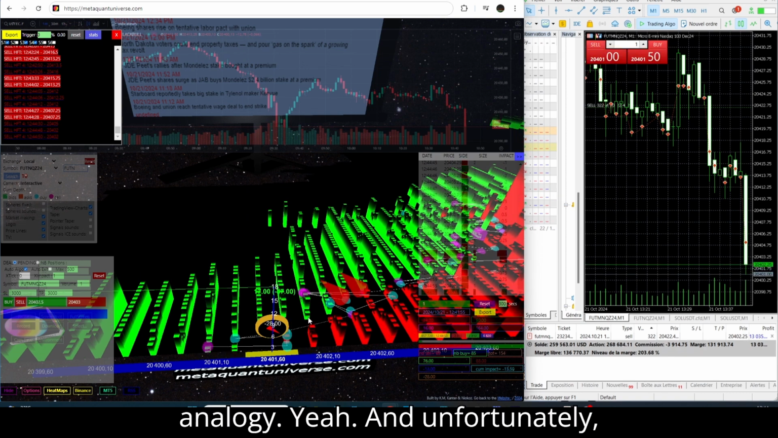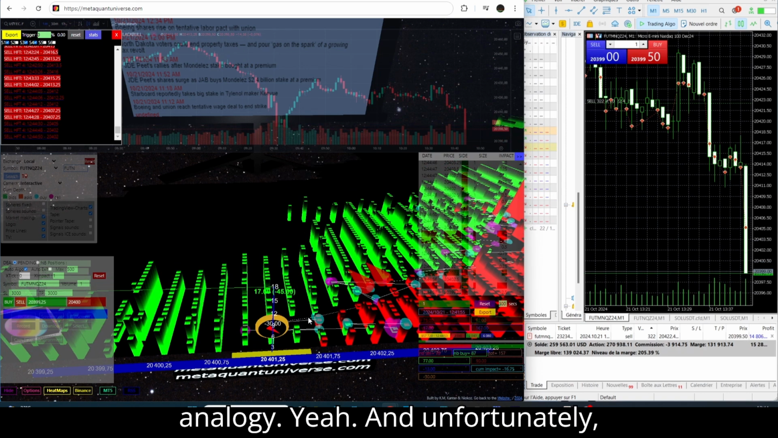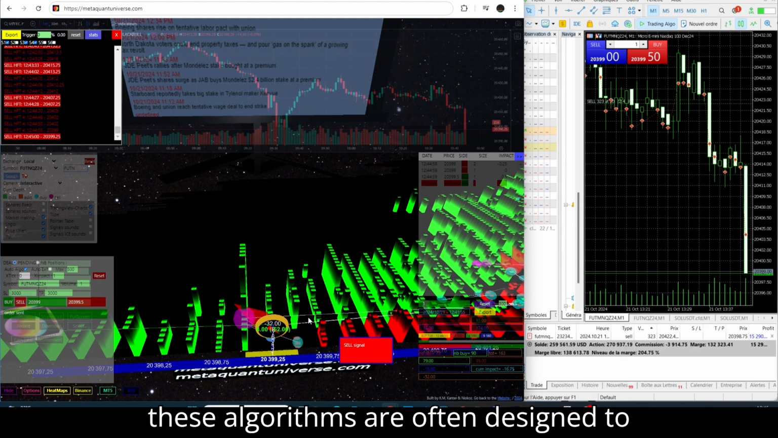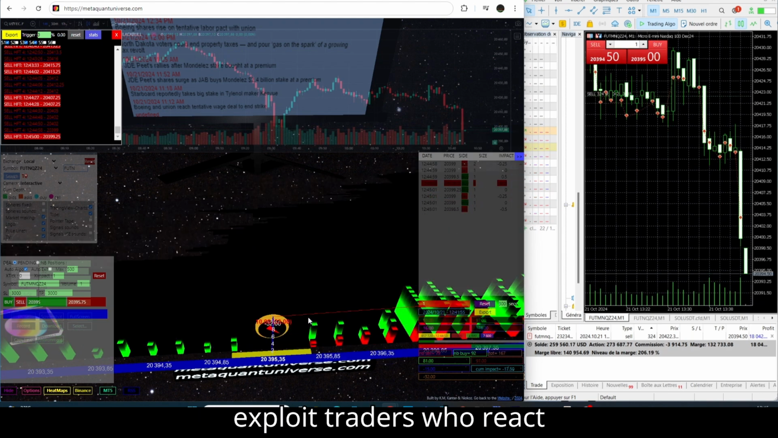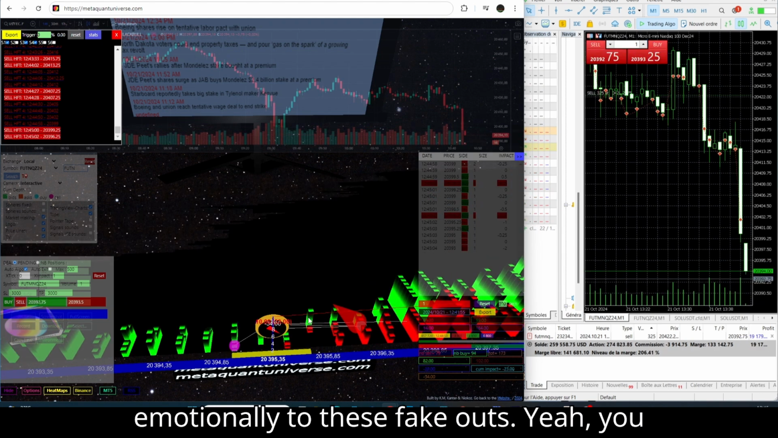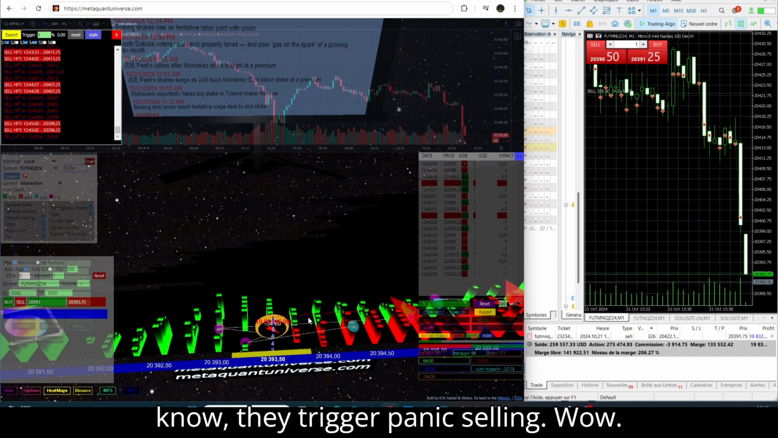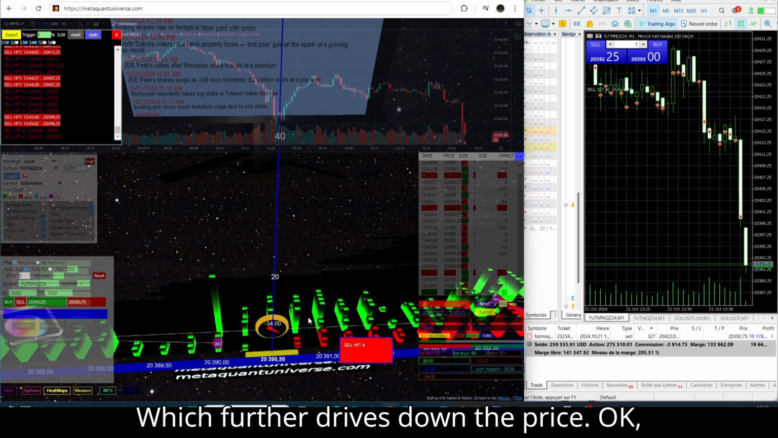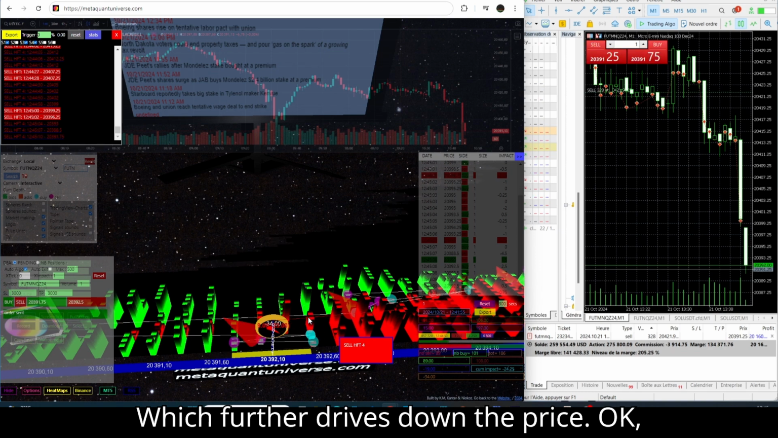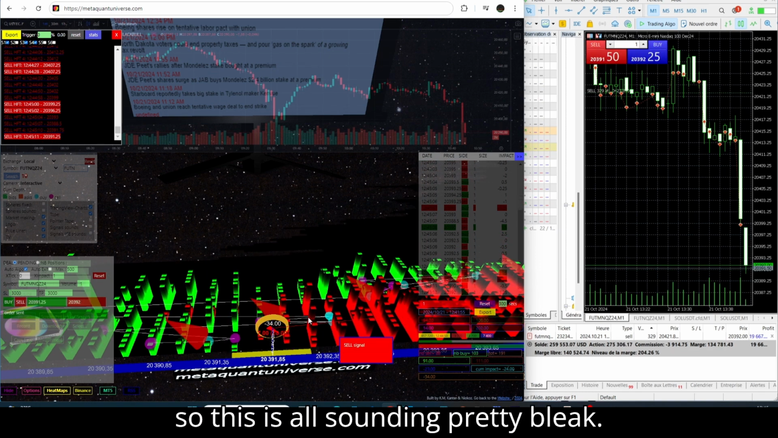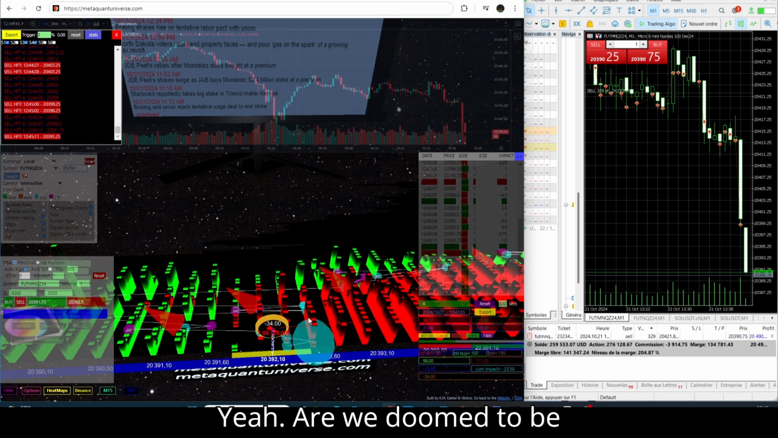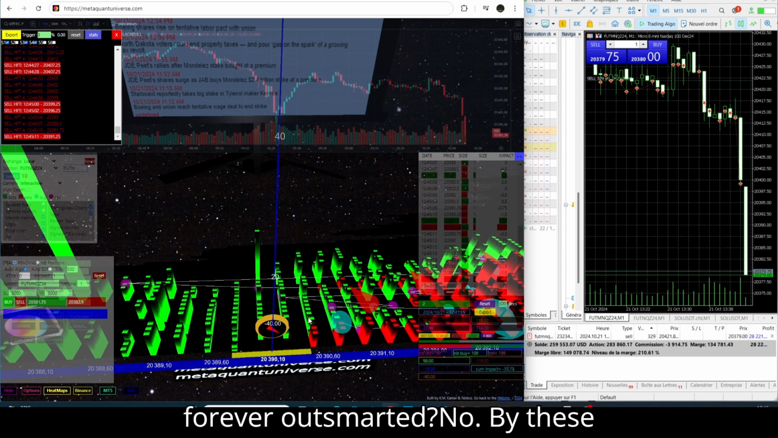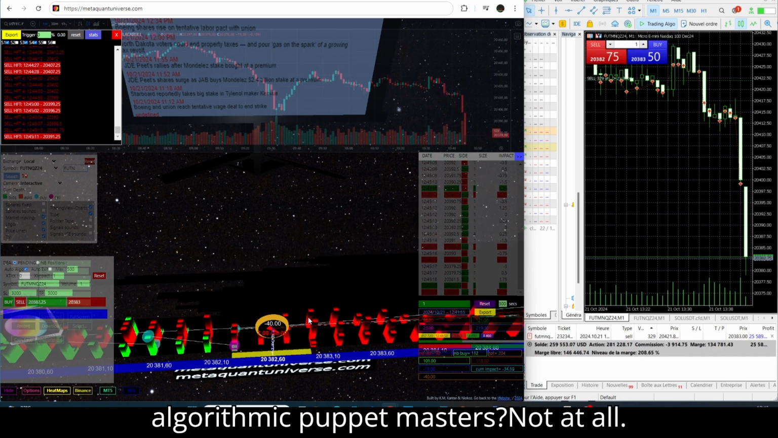A perfect analogy. And unfortunately, these algorithms are often designed to exploit traders who react emotionally to these fakeouts. They trigger panic selling, which further drives down the price. Okay, so this is all sounding pretty bleak. Are we doomed to be forever outsmarted by these algorithmic puppet masters?